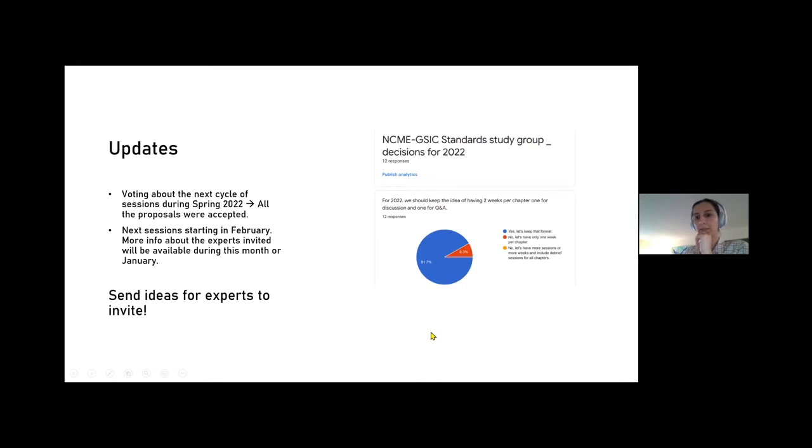And the updates. Sergio. Hello, everybody. So with the update for the group, there were the results of the voting, and in general, all the proposals that were mentioned in the voting were accepted. So the plan for the next cycle of sessions is going to be to start during February and allow April to be not that packed and have some room for the conference, and then come back after the conference with the rest of the chapters.